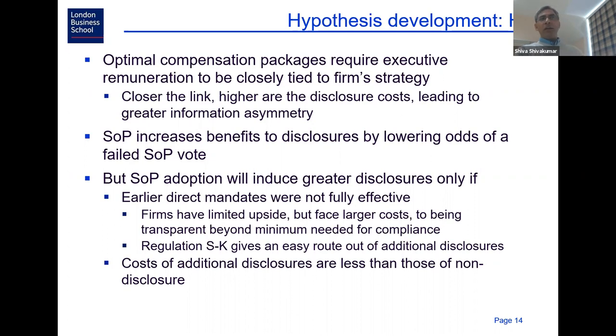Meaning, if the earlier disclosure mandates, such as the regulatory SK, were already creating the right incentives for firms to disclose all the relevant information, then there isn't anything incremental for the companies to disclose after the SOP has been adopted, because all the information is anyway in the public domain, and the SOP is simply going to use that publicly available data for shareholders to vote upon the executive compensation packages.